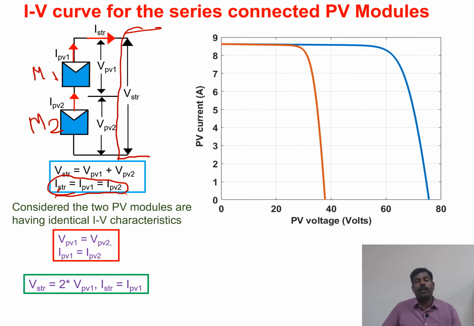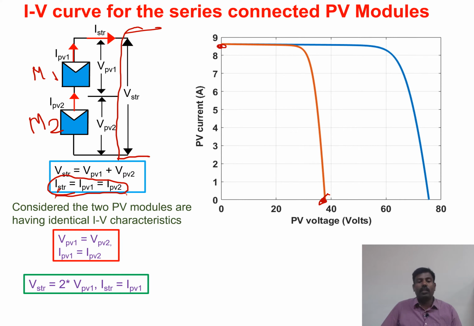The three significant operating points are, one, the open circuit voltage. This is one point. Another point is actually here. So we'll just see how to do that. As per Kirchhoff's voltage law, the voltage across the string is VPV1 plus VPV2. So at VOC the current is 0.